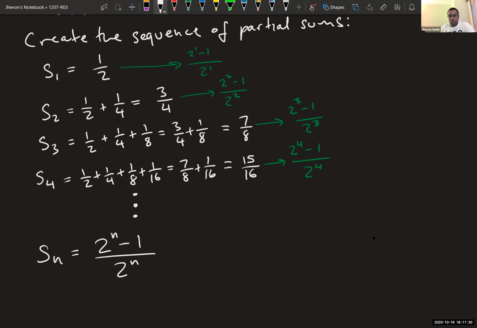Couldn't you also simplify that as 1 minus 1 over 2 to the n? You could.